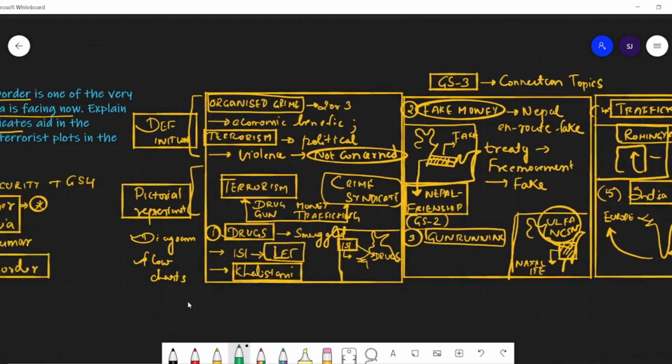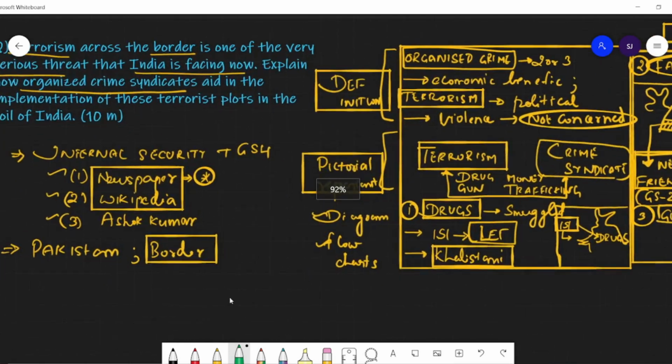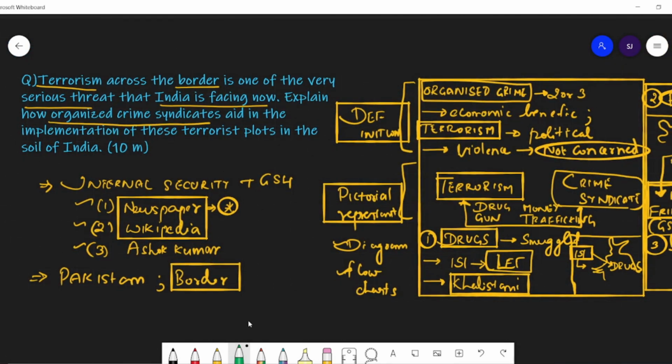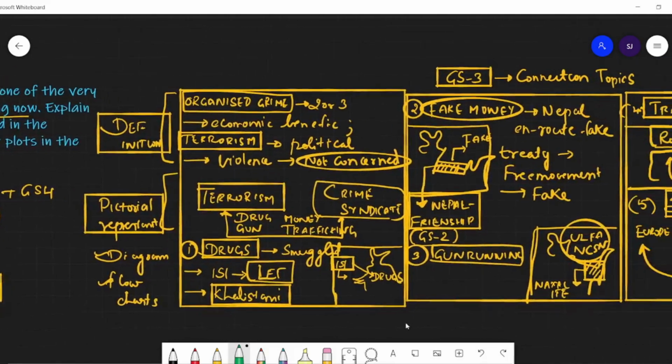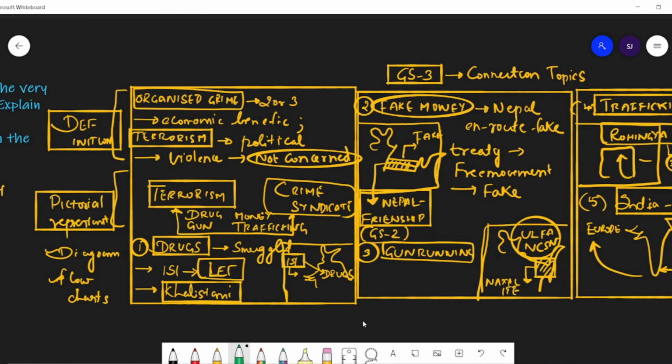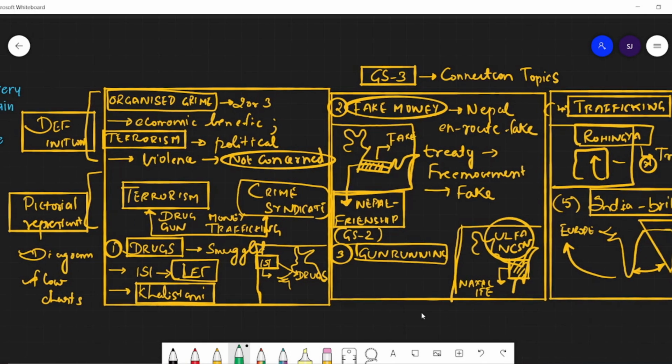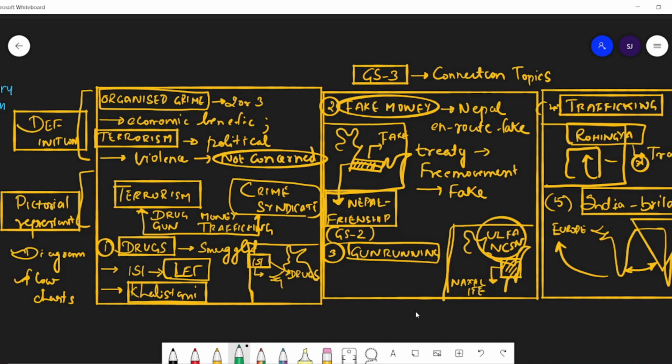Here the question, if you clearly watch, is saying terrorism across the border. But this is the point. The keyword is across the border. You should multiply this into different angles. For example, here you see what all components an answer should have. When I say that, see, all these things should be there.